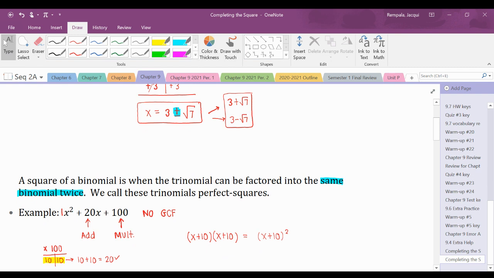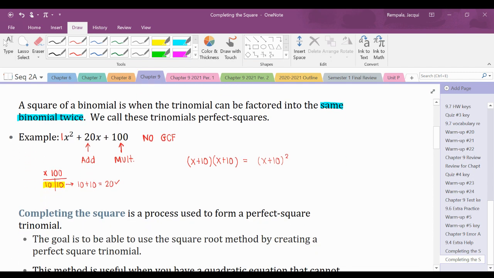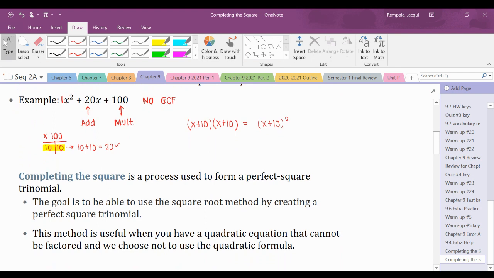So I'm going to combine these two concepts together, and now we're going to talk about this idea called completing the square. Completing the square is a process used to form a perfect square trinomial. The goal is to be able to use the square root method by creating these perfect square trinomials. We are going to use this method when we have a quadratic that cannot be factored and we decide not to use the quadratic formula.